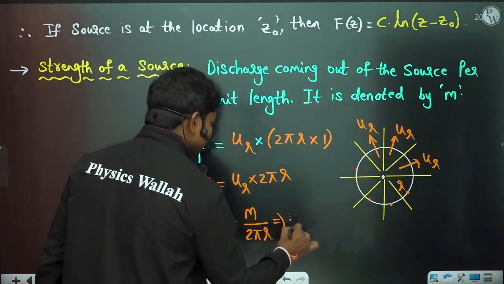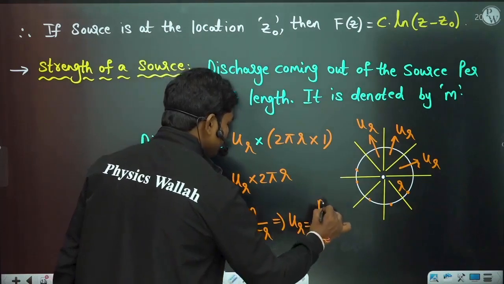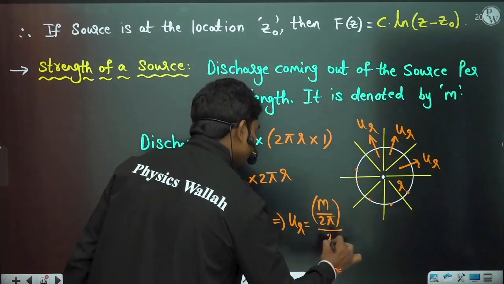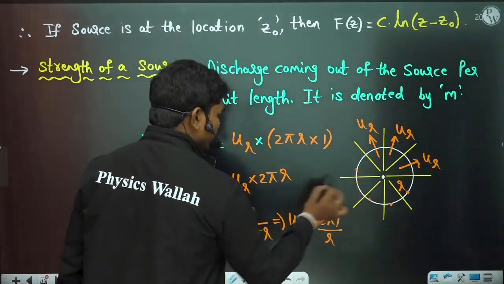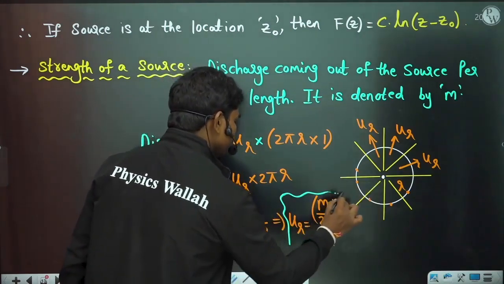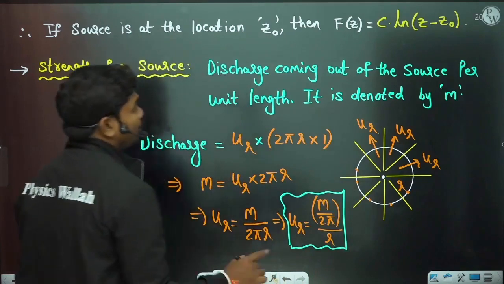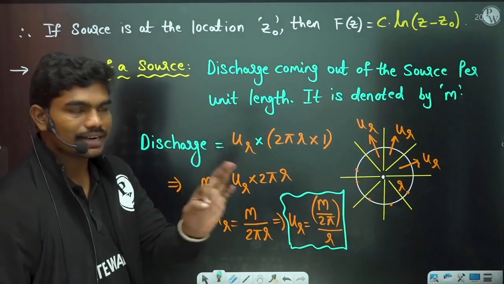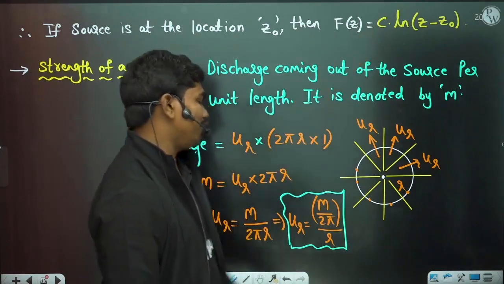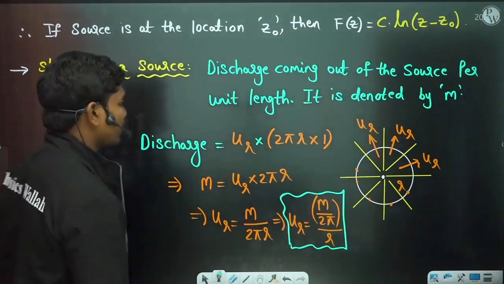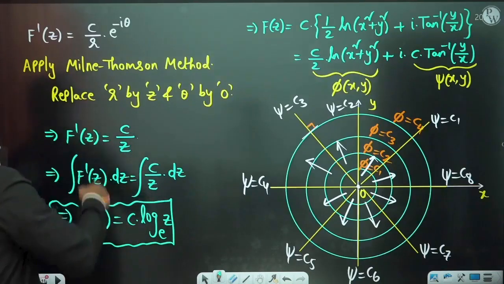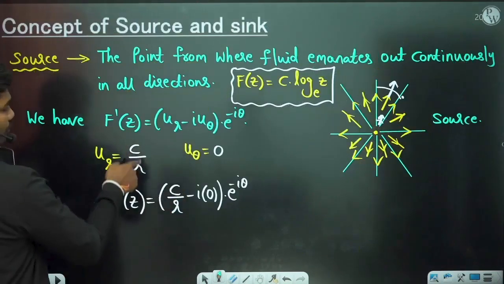This implies ur is equal to m by 2 pi divided by small r. So this is what you have. Now, when ur is equal to m by 2 pi divided by r, and you have taken ur as some constant divided by small r, this constant value is nothing but m by 2 pi. Because we have taken ur as c by r.